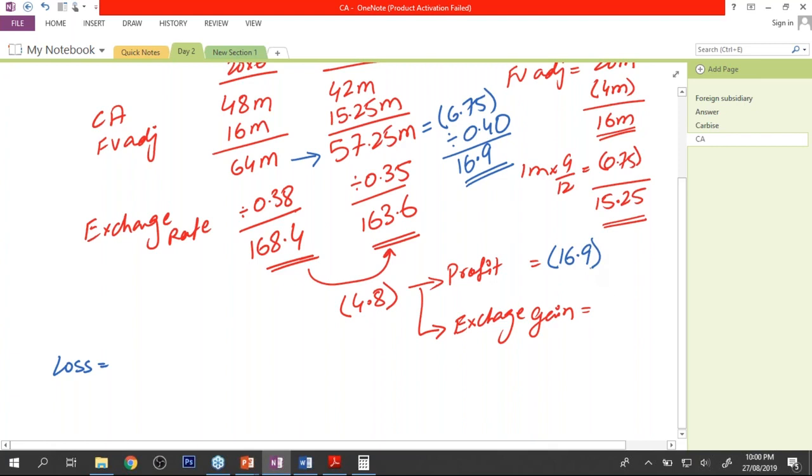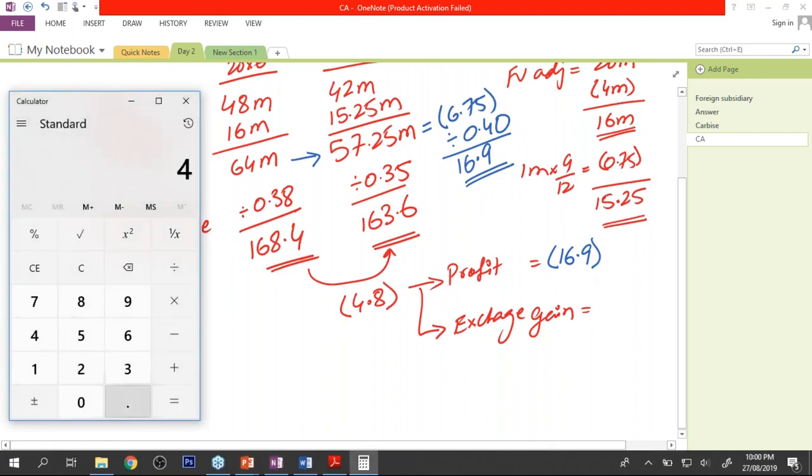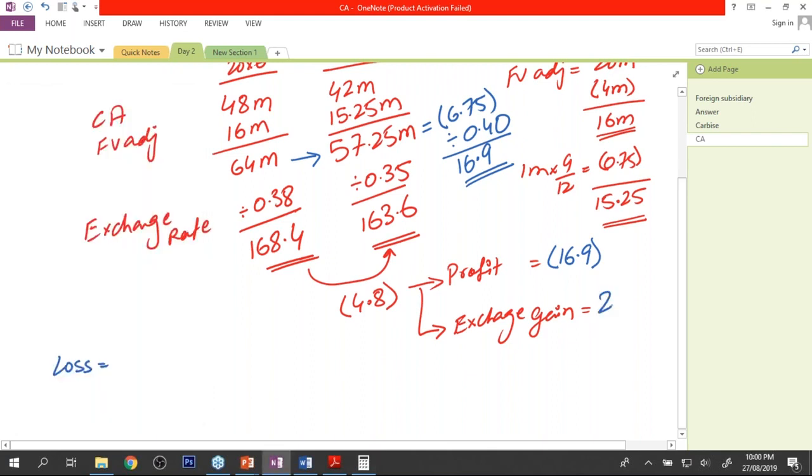So this will result in an exchange gain of how much? 4.8 minus 16.9 means it will become a plus 16.9, which is going to be a gain of $21.7 million. So this is how we have calculated the exchange gain on the net assets of the company.